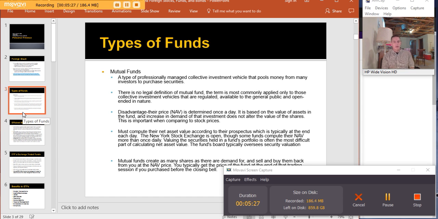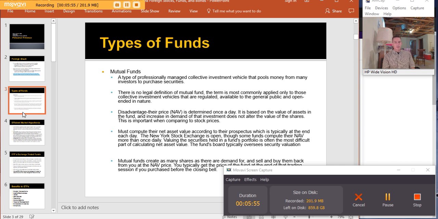Now, a mutual fund, we'll get into what that actually is, is a type of professionally managed collective investment vehicle that pools money from many investors to purchase a pool of securities. Technically, there's not a legal definition of a mutual fund, but it's most commonly applied to those collective investment vehicles that are regulated and available to the general public, and they're open-ended in nature.